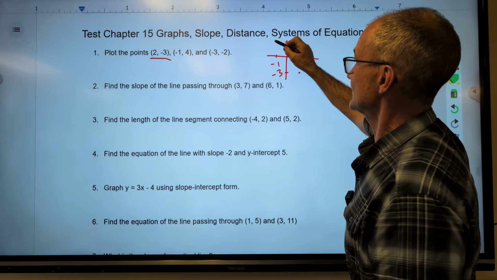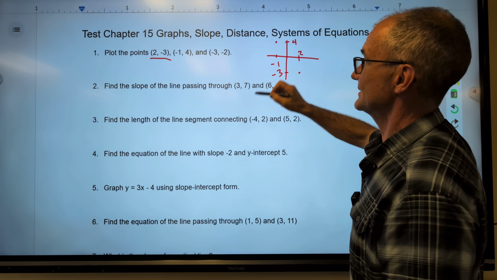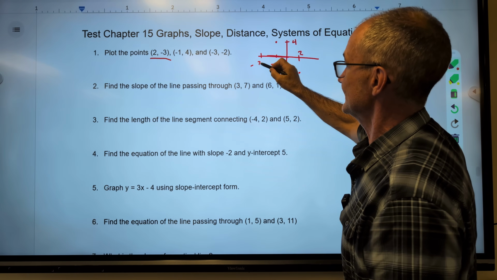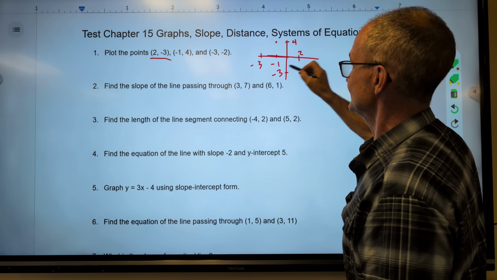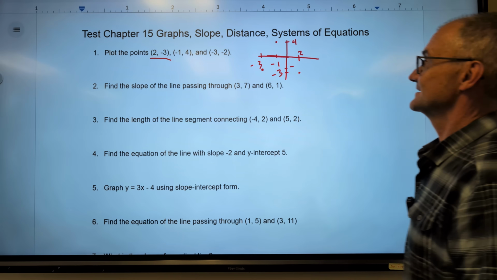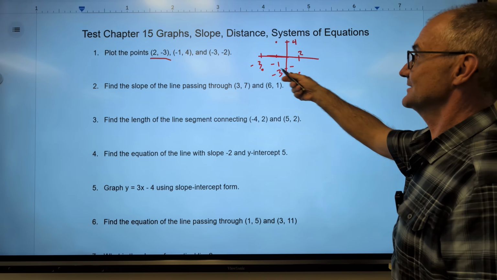-1, 4. There's my second point. Kind of out of room here. -3, -2. And there's my third point right there. So quadrant 1, 2, 3, and 4.